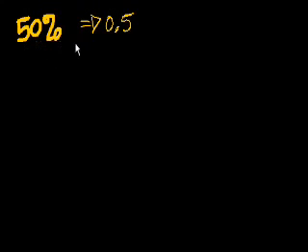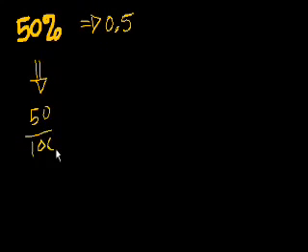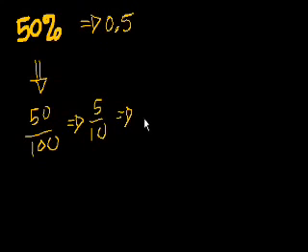So you might have known that in your head, but is there a system for being able to convert this 50% to 0.5? Well, it turns out it's pretty straightforward. All you do is say, whatever percentage it is, that's the same thing as the number over 100. And 50 over 100 is the same thing as 5 over 10 or 0.5.